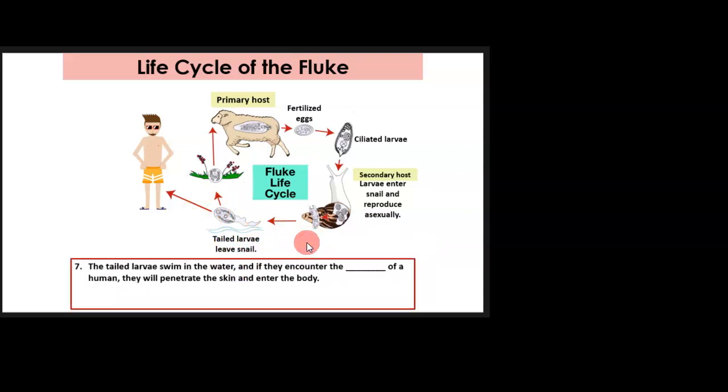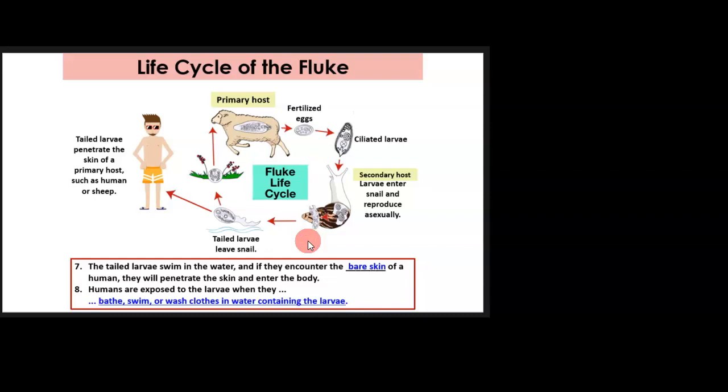Now the tailed larvae will swim in the water, and if they encounter the bare skin of a human, they will penetrate the skin and enter the body. Humans are exposed to the larvae when they bathe, swim, or wash clothes in water that contains the larvae of the fluke.